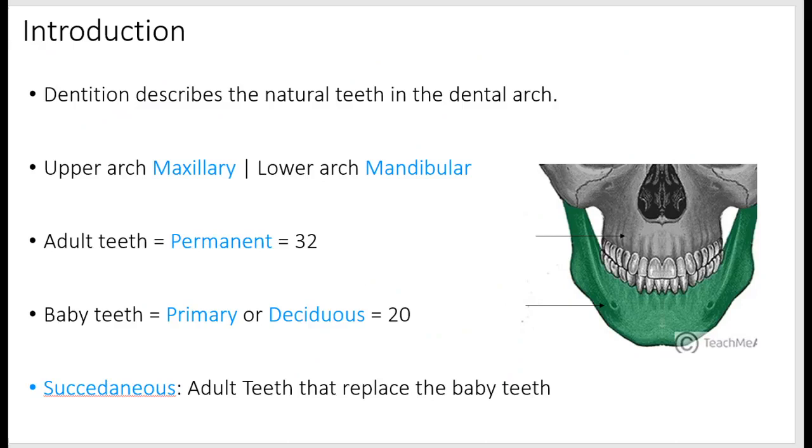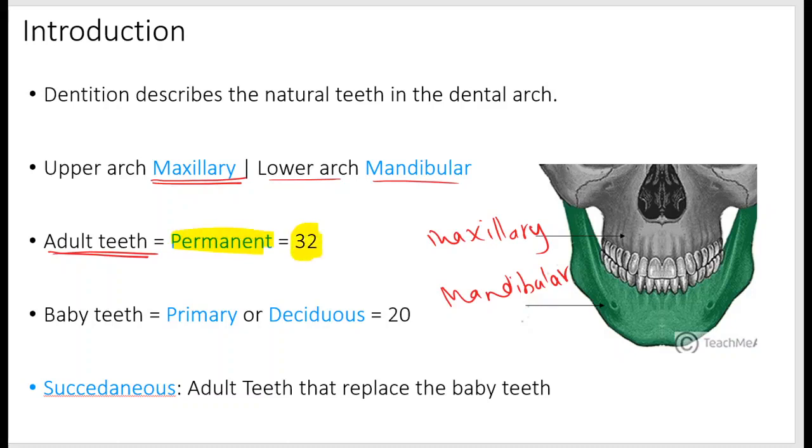Okay, so just a few things to go through before we go forward. We know that the maxillary arch, or the upper arch, is called maxillary, and the lower arch is the mandible, or the mandibular arch, and that's why we call maxillary teeth and mandibular teeth. The adult teeth, we call them permanent, and there are 32. The baby teeth, we call them primary or deciduous, and these are 20 teeth. Succedaneous teeth are the adult teeth that actually replace the primary teeth.